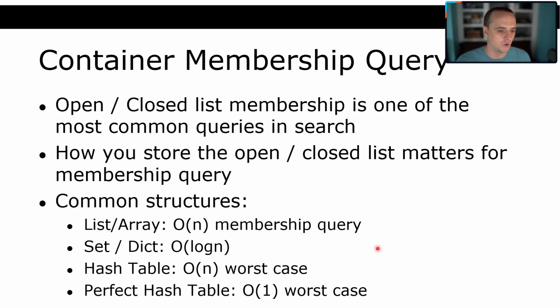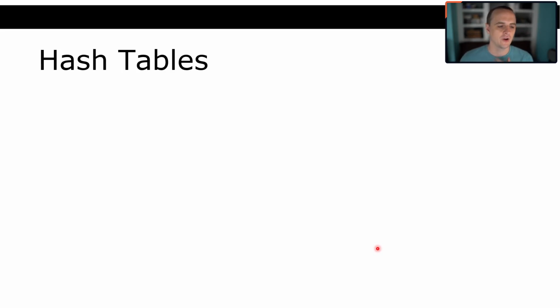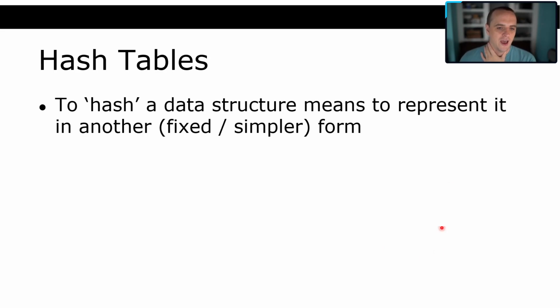But if you could come up with what's called a perfect hash table that has a one-to-one mapping between the data that you want to hash and actual index values in your hash table, then you could do this in constant time. So it would be O of 1 lookup in the worst case, which is the ideal case for us. Okay, so hash tables, what are they and how do they work? To hash a data structure means to represent it in another, typically fixed or simpler form, right?